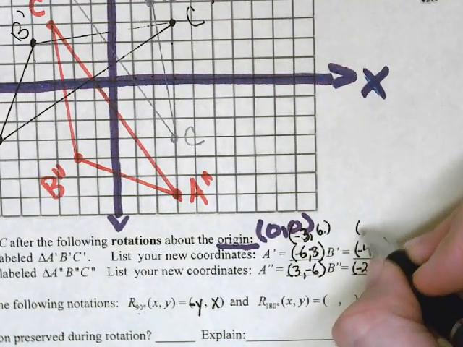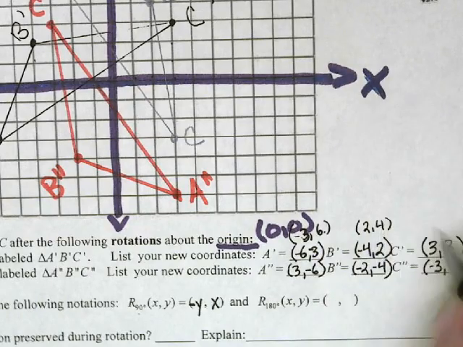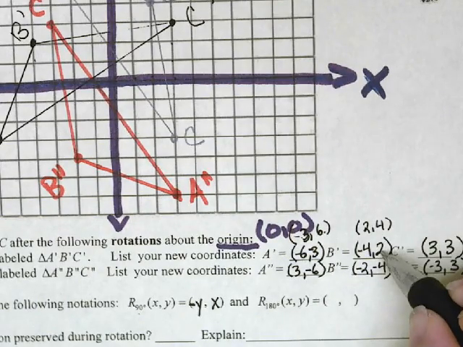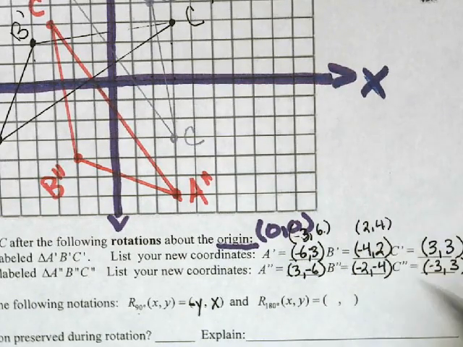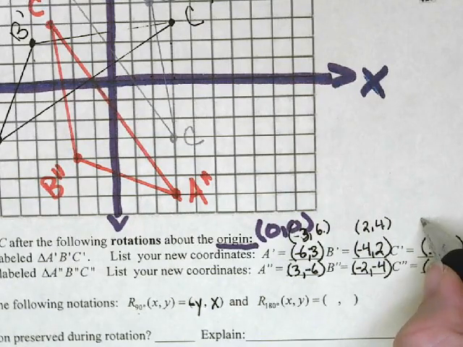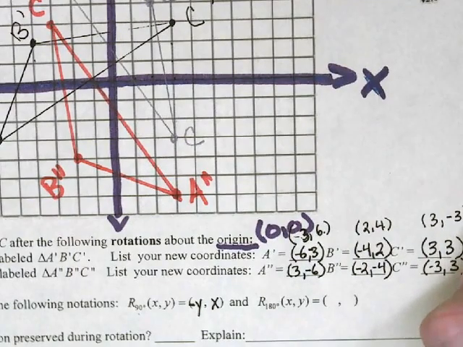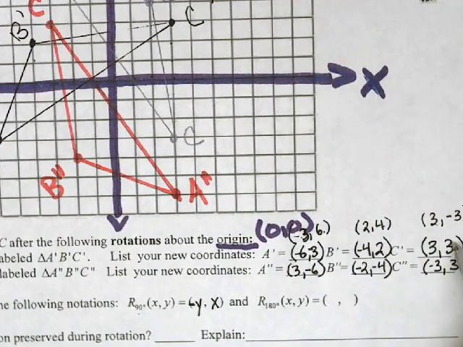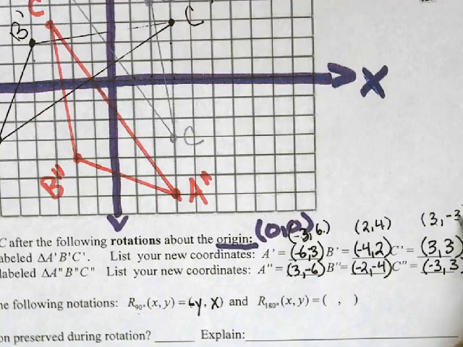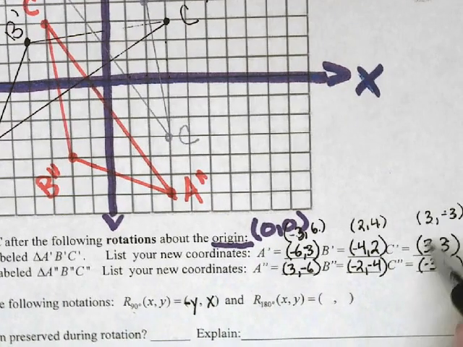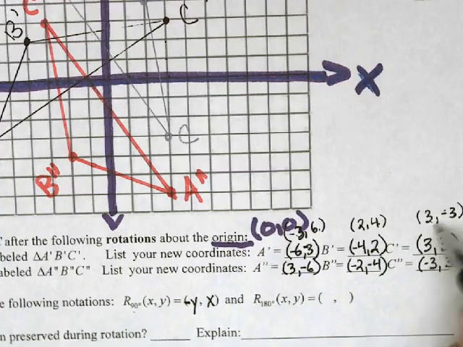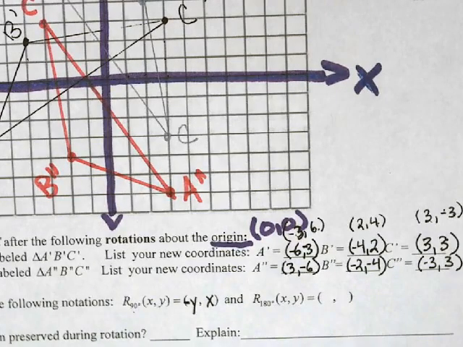The original B was 2, 4. As you can see, the 2 stayed the same sign, but the 4 changed to its opposite sign, as well as the C, the original C. The first 3 became the new Y, and the -3 became a positive for the new X. So those you can't really tell that switched places, but they did.